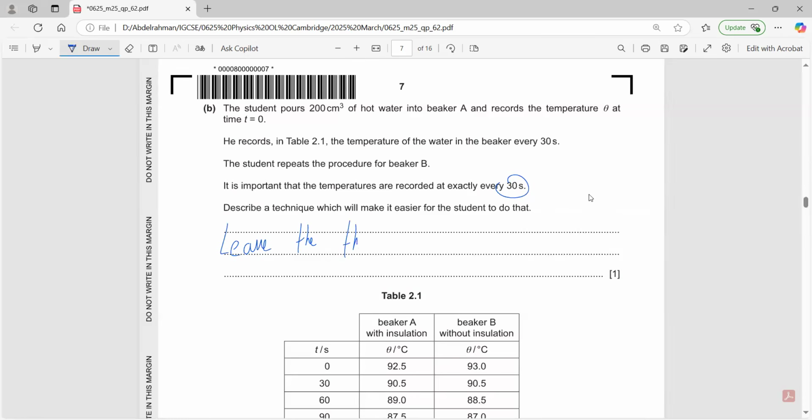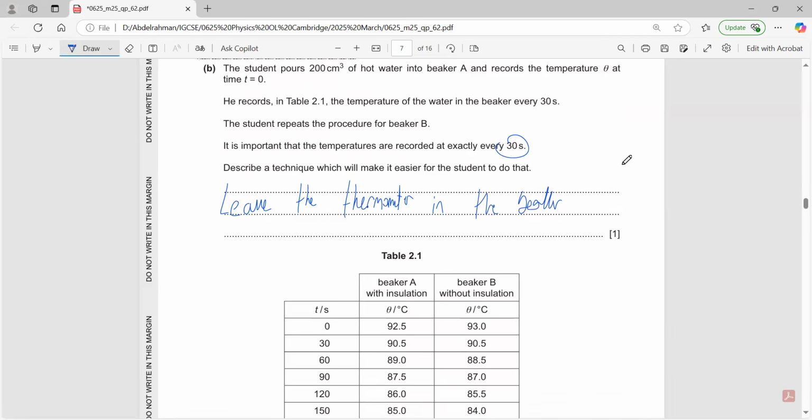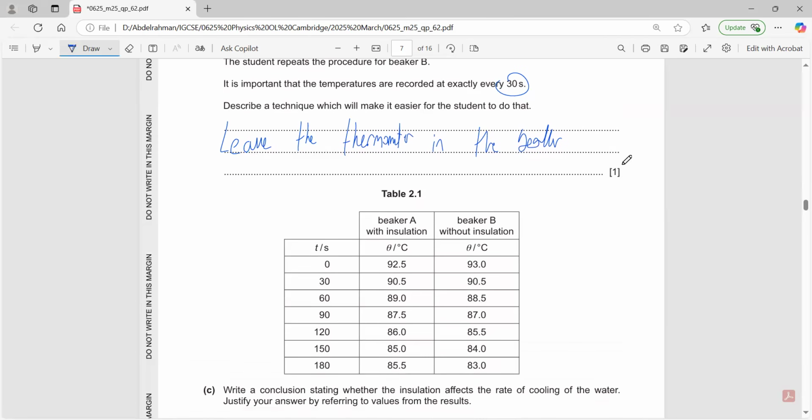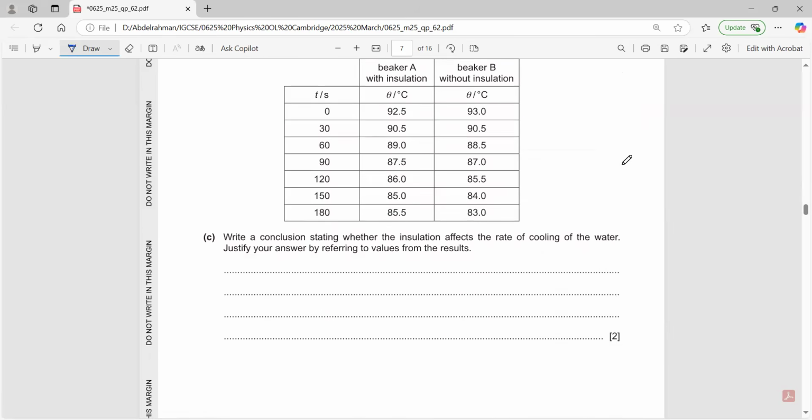Leave the thermometer in the beaker. That would ensure that he could take the reading every 30 seconds instead of removing the thermometer and then putting it back in. He could just leave the thermometer for these 3 minutes. It's only 3 minutes, so he'll leave the thermometer for 3 minutes.